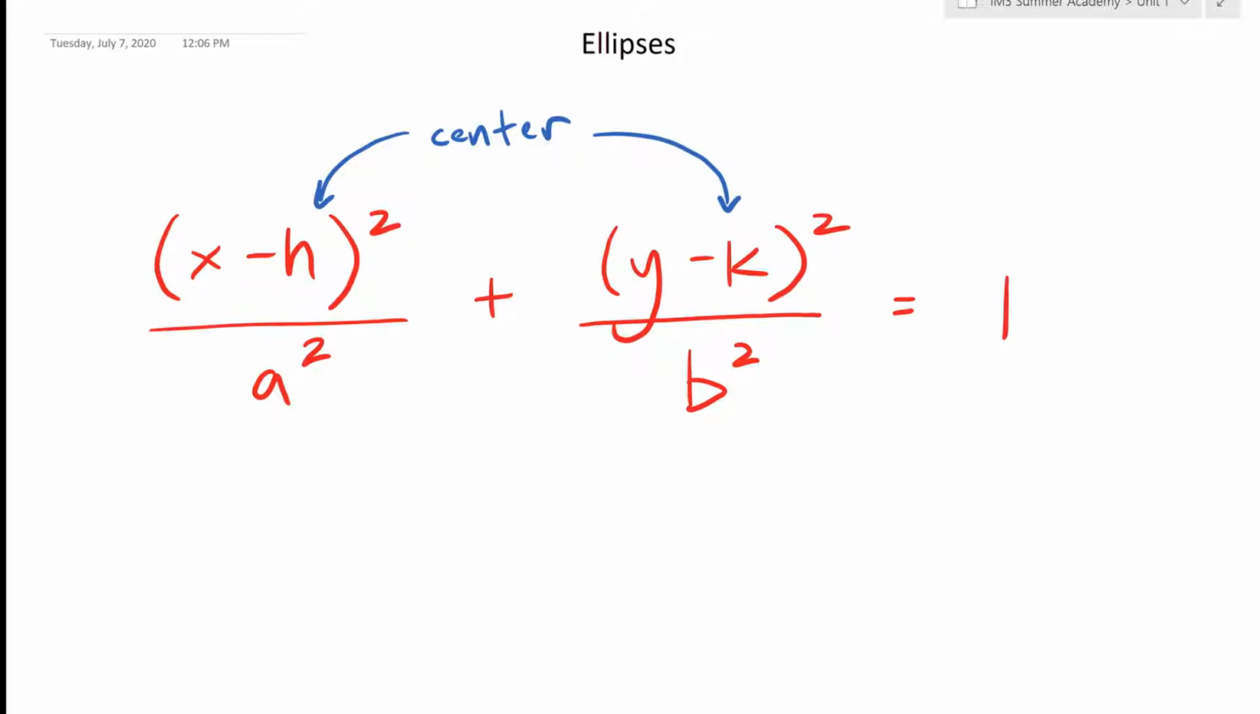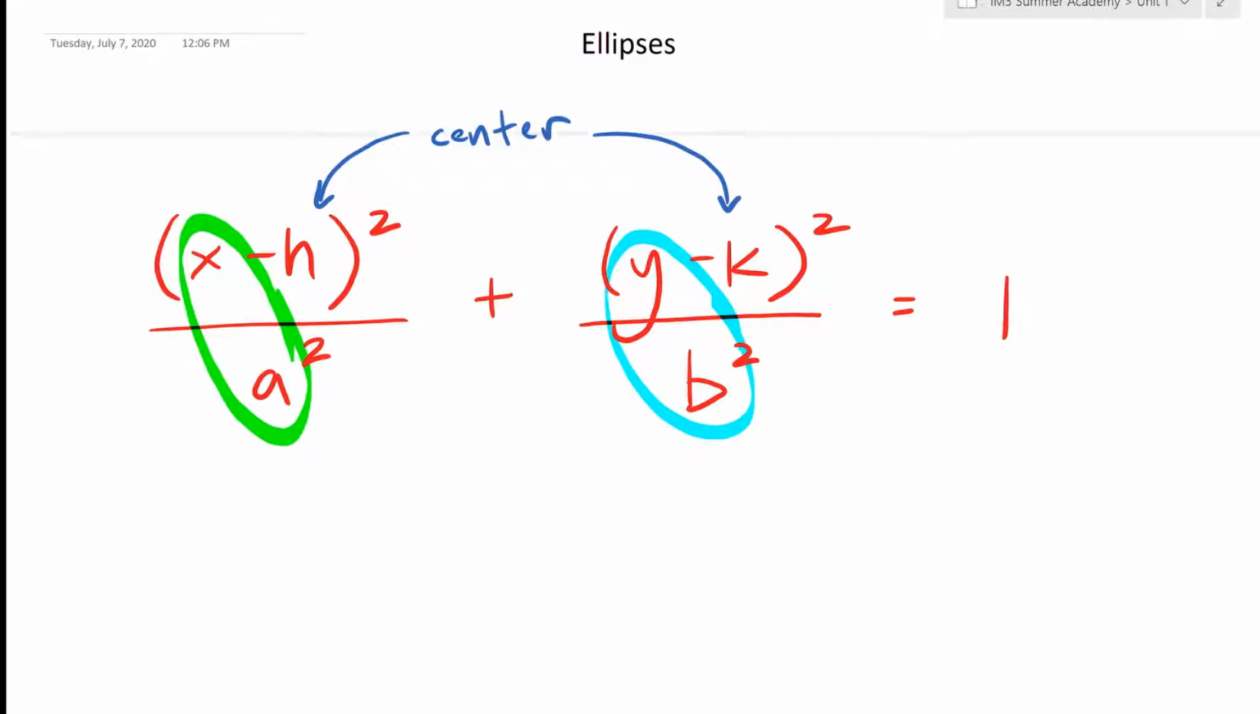The other thing we need to make note of are the letters underneath. So I'm going to go ahead and highlight this. The letter A will always go with the X. The letter B will always go underneath the Y. Okay, so that's a way to kind of tell these apart. A goes with X, B goes with Y. And what these actually mean are this.